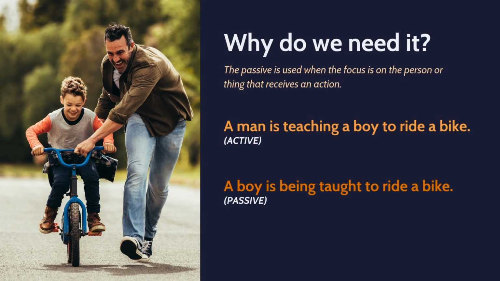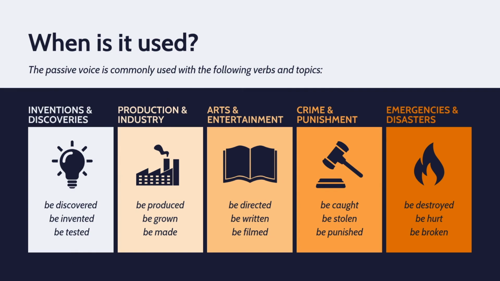Why do we need it? The passive is used when the focus is on the person or thing that receives an action. Active: a man is teaching a boy to ride a bike. The focus is at the beginning of the sentence: a man. Passive: a boy is being taught to ride a bike. Again, the focus is at the beginning of the sentence: a boy.